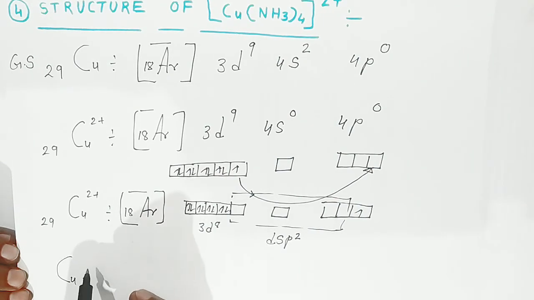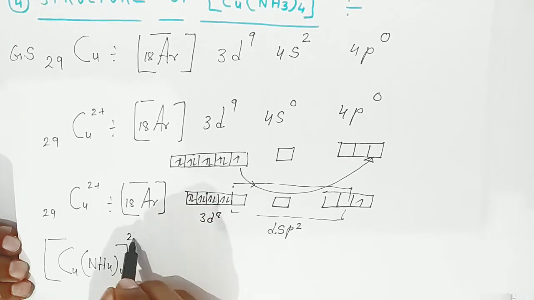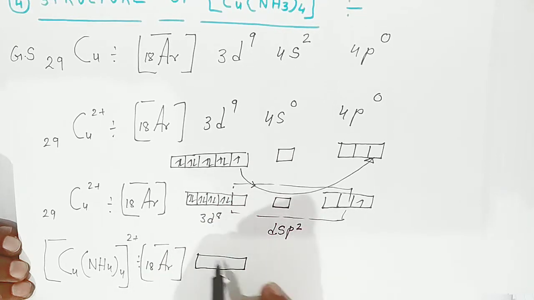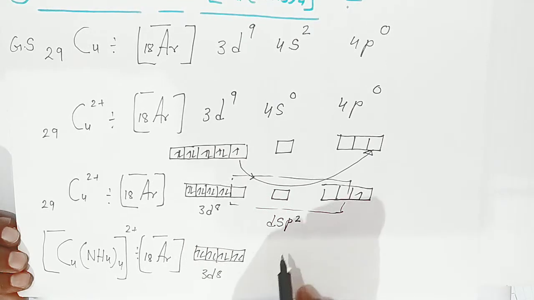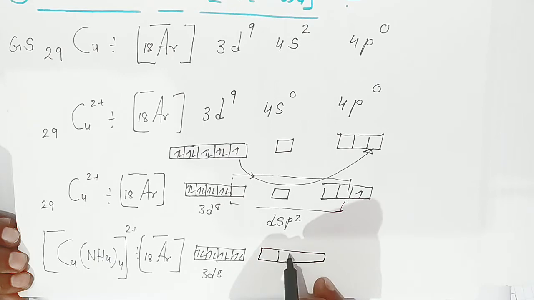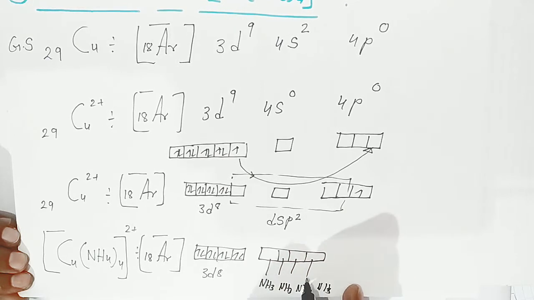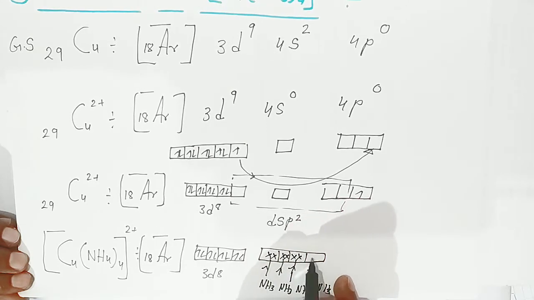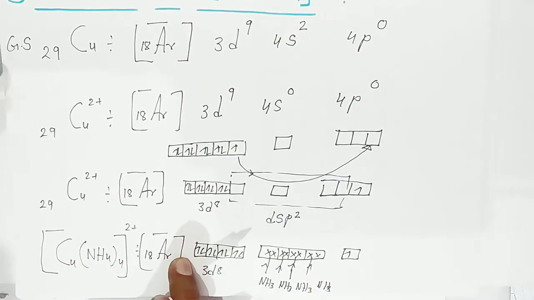So in this complex, students, when you write down the electronic configuration of the complex, what will it be? The electronic configuration will change to 3d8, which is all paired, and here it is 4. All the pairs are given by ammonia, NH3, NH3, NH3. All the electrons are given by ammonia. This we have shown with a cross symbol, and 1 electron is remaining. Because of this 1 electron, tetraammine cuprate 2 plus is paramagnetic in nature.